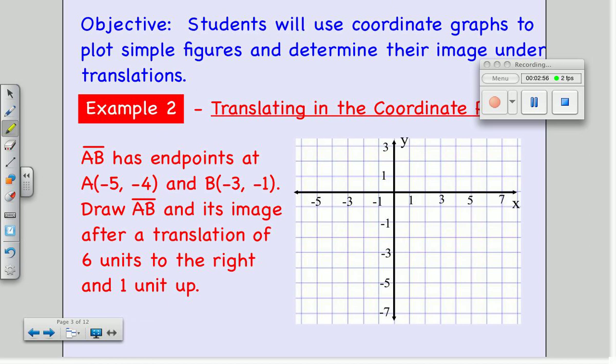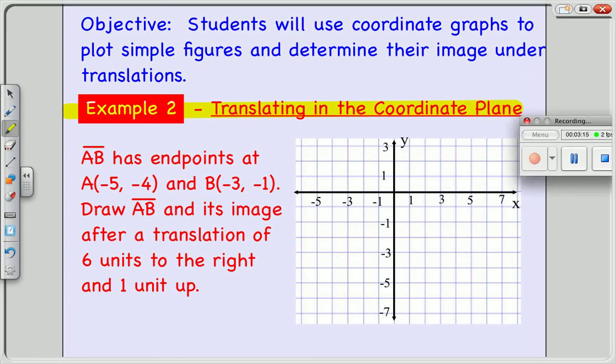Example 2, translating the coordinates. So line AB has endpoints at A, which is at (-5, -4), and B, which is at (-3, -1). So we're going to do that first. So you're writing example 2, translating in the coordinate plane, okay? Then you're writing this information here. Hold on one second.